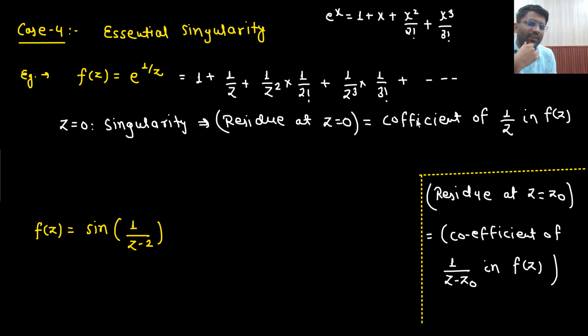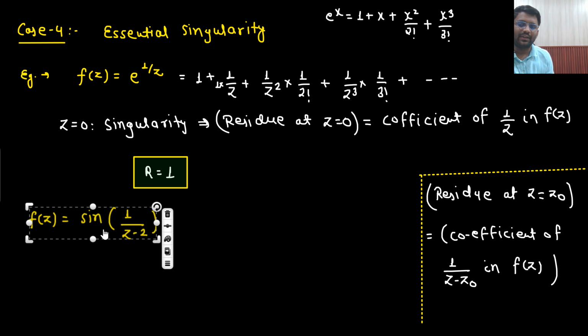Now in the expansion of f of z, let me know what is the coefficient of 1 by z. 1 by z is multiplied with what? 1 by z is multiplied with 1. So what is the answer? Our residue is nothing but 1. There you go, this is the answer. Okay, very simple thing. Very straightforward, right?